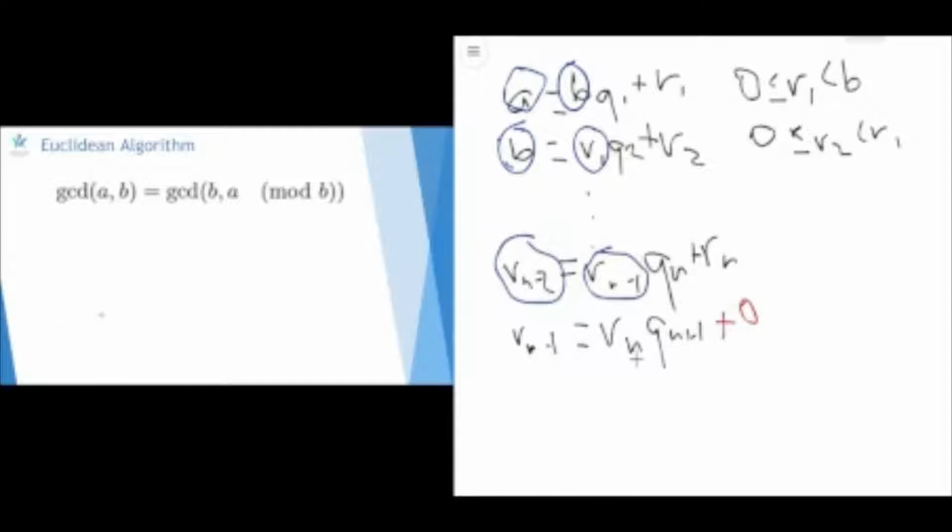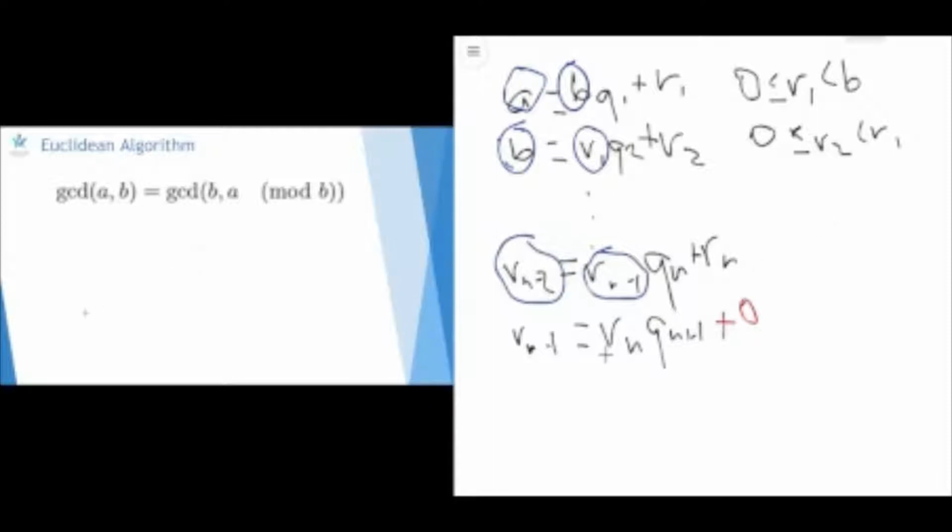And then finally, notice that our remainder is 0 over here. And you might be asking, how is the remainder going to be 0? Well, it has to become 0, right? Because these remainders are always decreasing. 0 is less than or equal to R of 1 less than B. R of 2 is less than R of 1. R of 3 is less than R of 2. So we keep going down. So R of n is less than R of n minus 1. So eventually, we're going to have to reach 0.